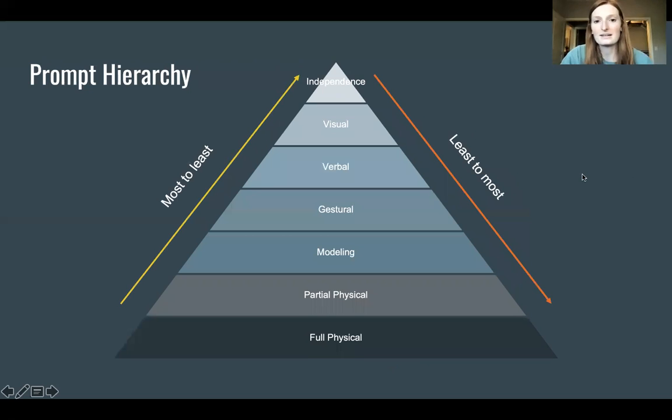So this is our prompt hierarchy. Take a look at it. At the top, you see independence, right? That's where we want all of our students, all of our learners to be. At the bottom, you see full physical. And you see those arrows on the sides. In our yellow arrow, we have most to least prompting, right? So we're talking about most intrusive at the bottom with our full physical, and our least intrusive would be that independence or kind of that visual, verbal cue. And then we look at the other side and we see least to most prompting, right? And so we have our least intrusive way down to our most intrusive with our physical prompts.